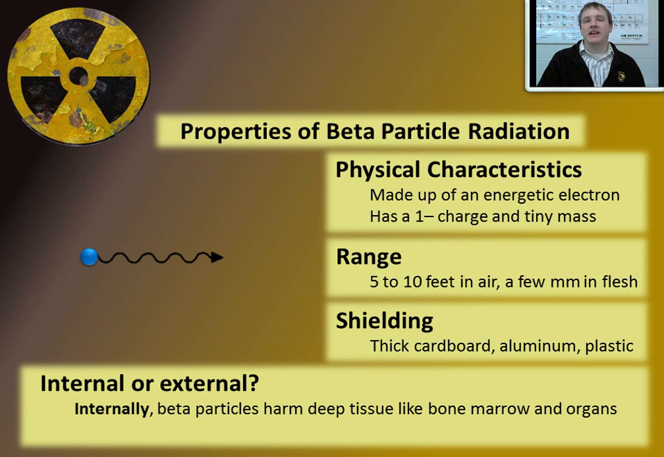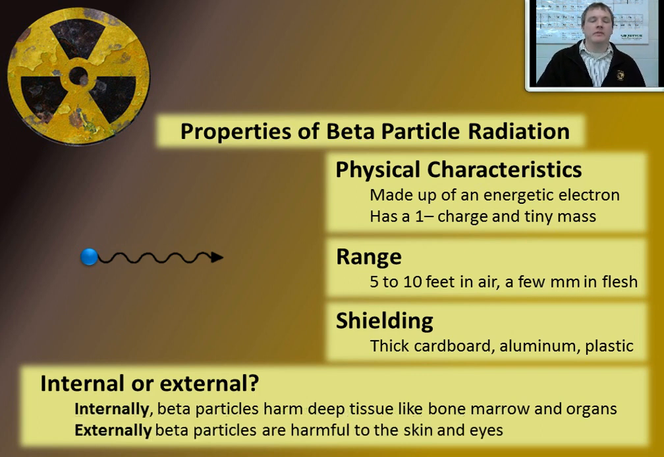From the outside, beta radiation can't get that deep into your body. So from the outside, it's harmful to your skin, and it can even harm your eyes, where you have a lot of very fast reproducing cells whose DNA is susceptible to being damaged by beta radiation. So beta radiation can be harmful both from the inside and from the outside, and it does different things on the inside than it does on the outside.